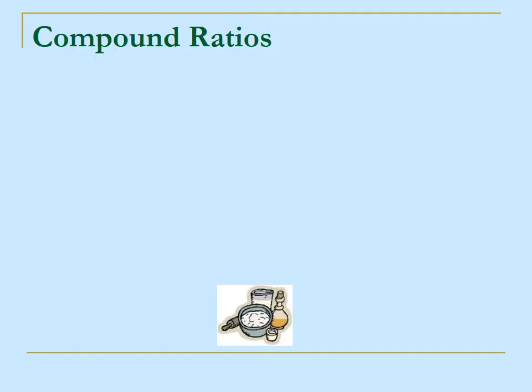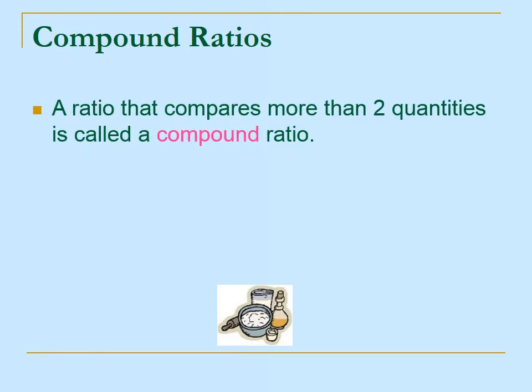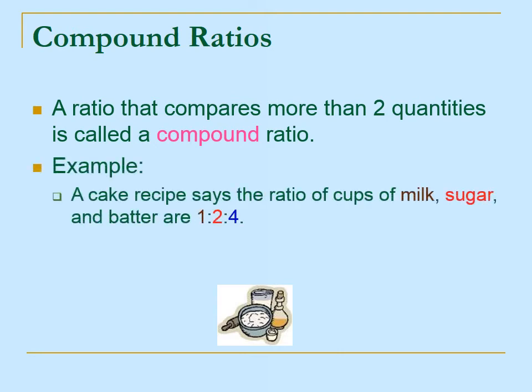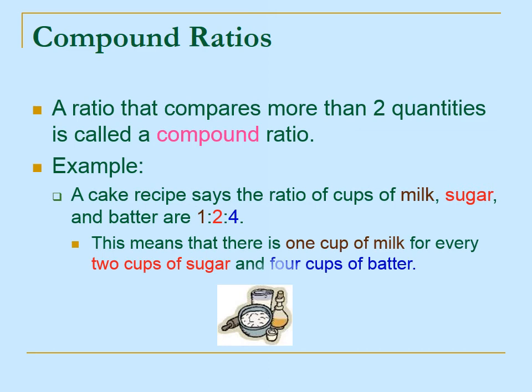Compound ratio. What is the meaning of compound ratios? A ratio that compares more than 2 quantities is called a compound ratio. For example, a cake recipe says that the ratio of cups of milk, sugar and butter is 1 to 2 to 4. So this means that there is 1 cup of milk for every 2 cups of sugar and 4 cups of butter.